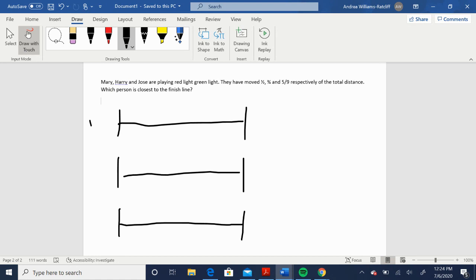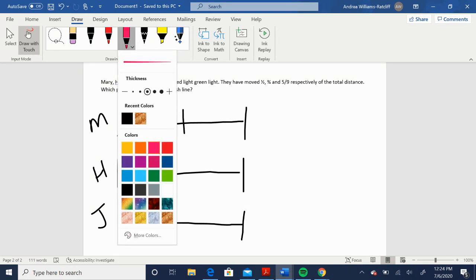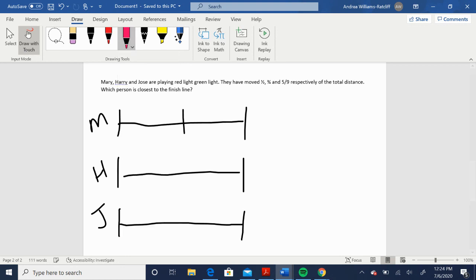So we're going to start up here with Mary. This is going to be Harry. And this is going to be Jose. Mary has moved halfway there, so we're going to estimate somewhere about half. Then I'm going to sketch that in with a color. So we can see that Mary has gone about this far, and we'll put her name there.